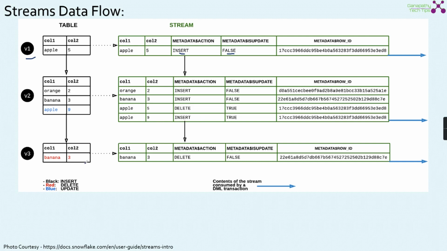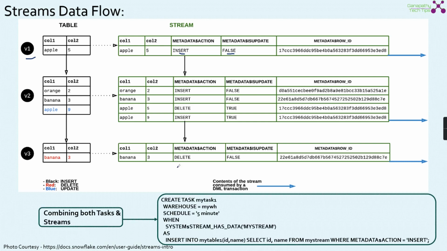And finally we are issuing a delete command. Typically you can see the blacks are insert, red is the delete and blue is the update. Now we are firing a delete for the banana record. That is again the metadata action holds the delete as the value, and then the metadata is update flag is false. So these two things, metadata action and metadata is update, are very important. I think you can now clearly understand how these two fields span across any of the inserts, any of the deletes, and any of the updates.